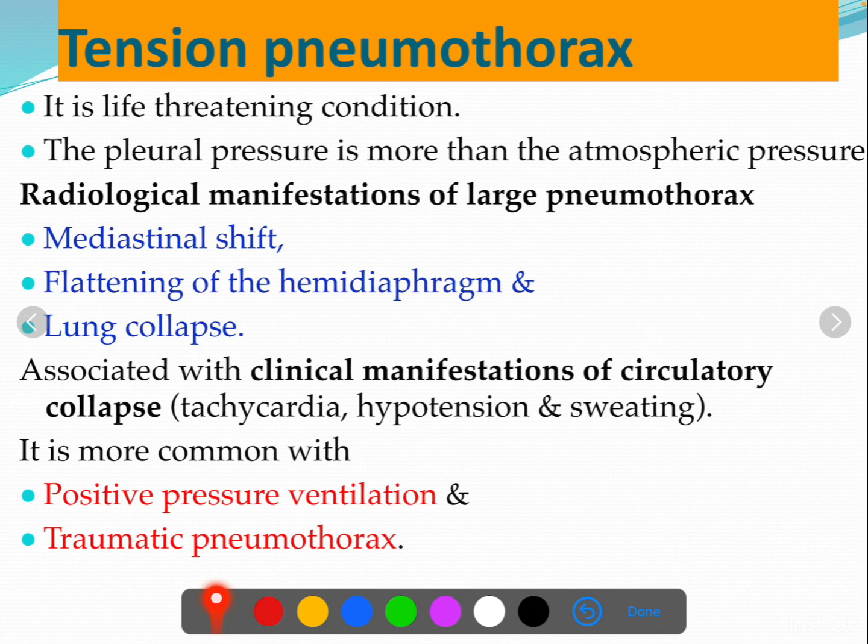Now we will discuss tension pneumothorax. It is a life-threatening condition. The pleural pressure is more than the atmospheric pressure. Very, very important. Radiological manifestations of large pneumothorax will be there, like mediastinal shift, flattening of hemidiaphragm, and lung collapse. It will be associated with clinical manifestations of circulatory collapse like tachycardia, hypotension, and sweating. It is more common with positive pressure ventilation and traumatic pneumothorax.